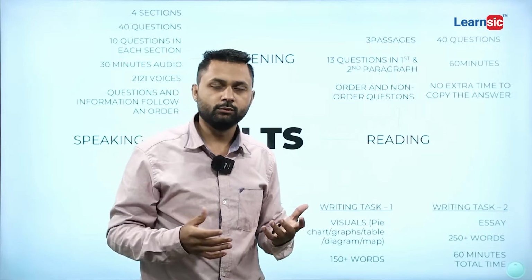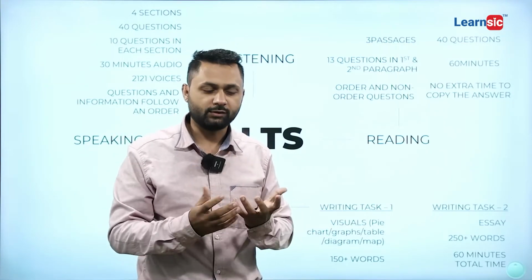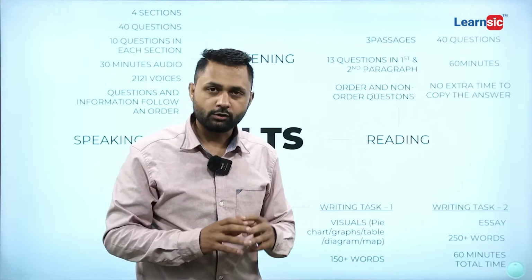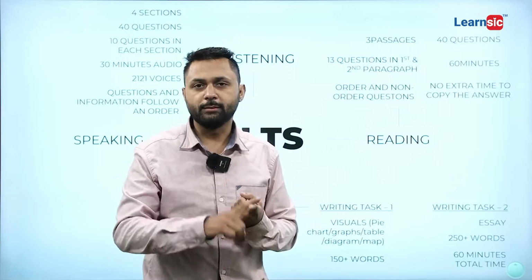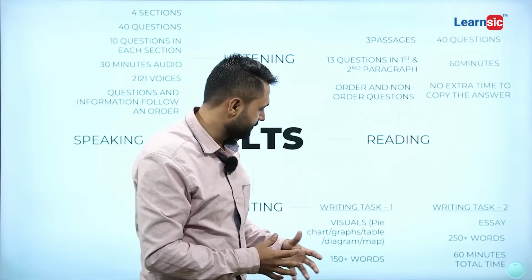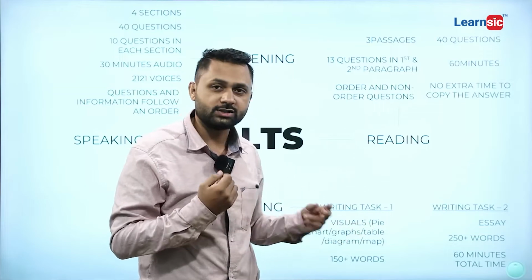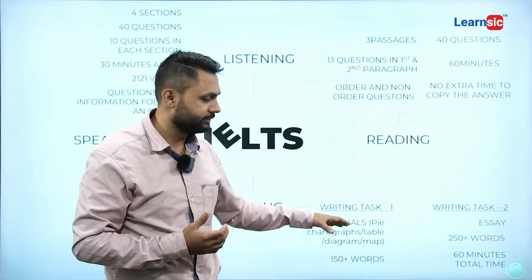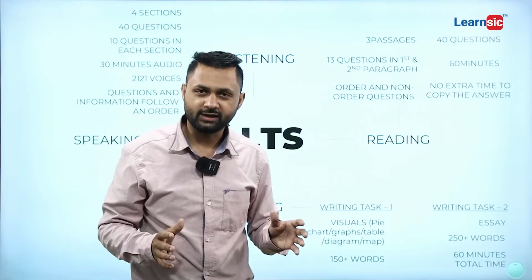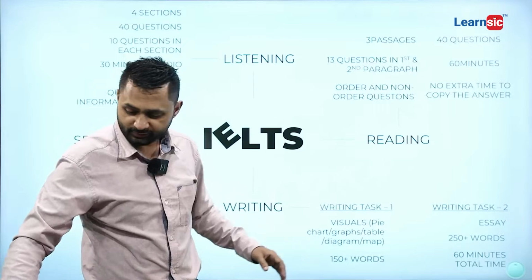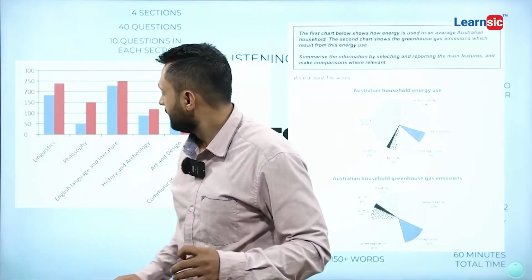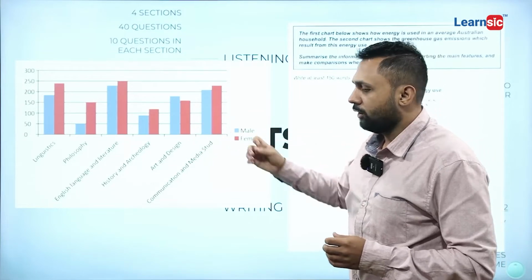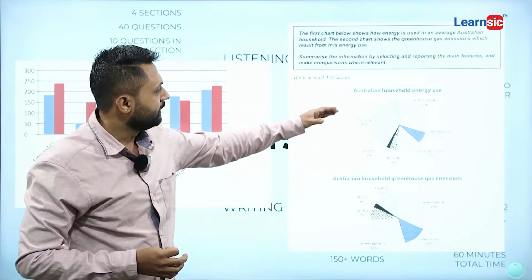You can be given 1 line graph or a mix of 1 line graph and 1 pie chart. You can be given 1 diagram or 2 diagrams. You can be given 1 map or 2 maps. You can be given only 1 pie chart and 1 table. There can be a mixed question, or there can be only one of these visuals. Okay, nothing is guaranteed. And let's see the questions. See, so they can give you 1 bar graph like this, or they can give you a mixed question like this.